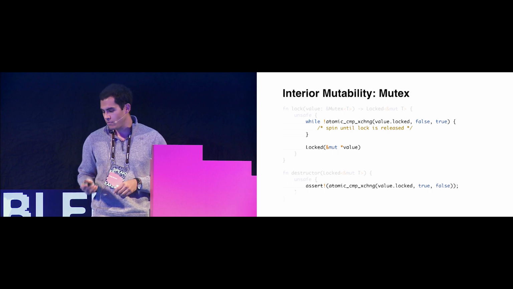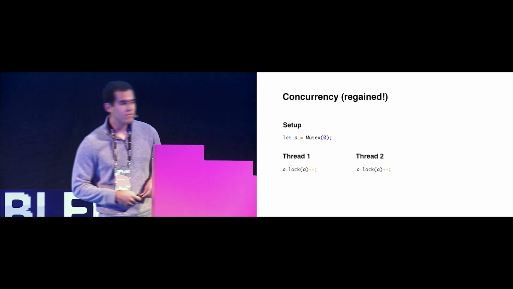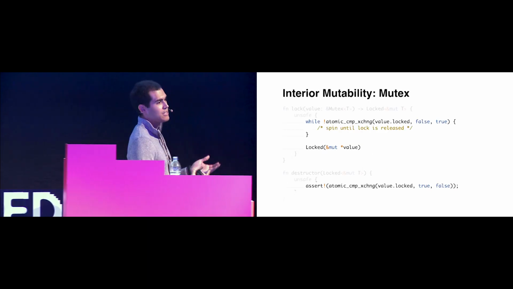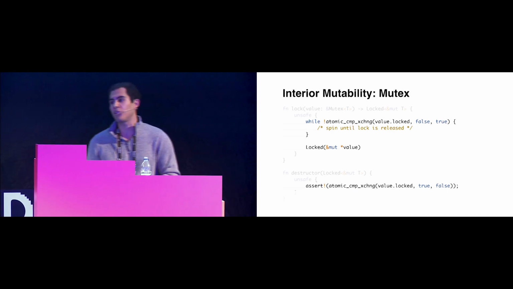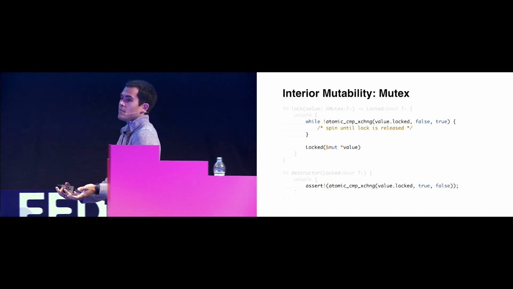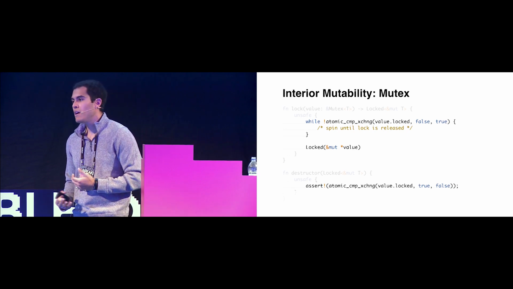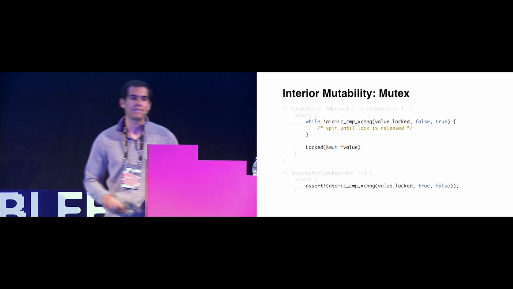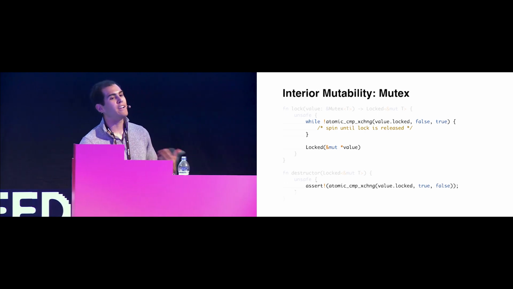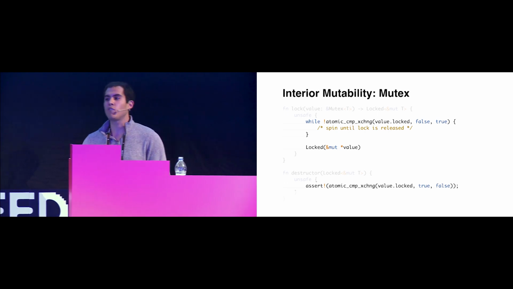And now, let's go back. What's going to happen is we create this locked thing, and then you can use it however you want. As soon as it gets destructed, and we know that it's a unique destruction because of Rust's ownership rules, then we're going to free the lock, and everything is nice and dandy. This is how you regain concurrency in Rust, even though the language itself prohibits it.